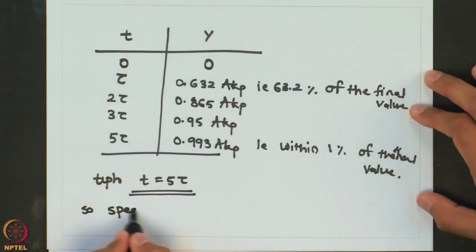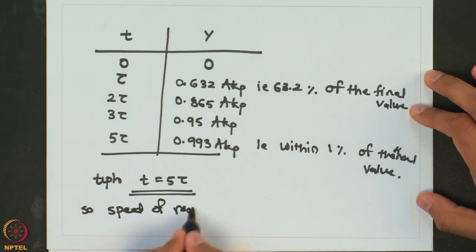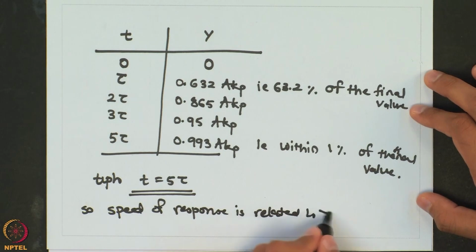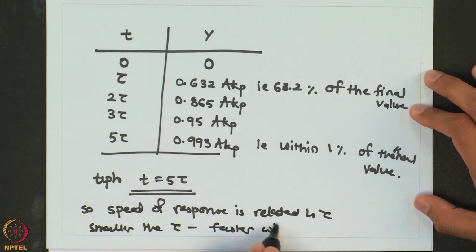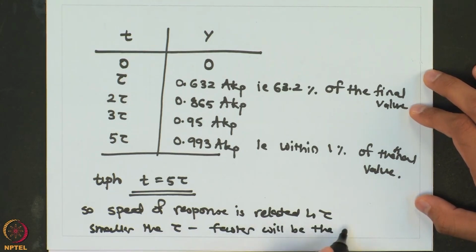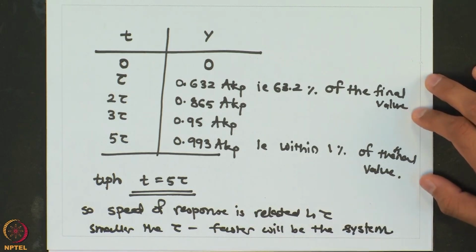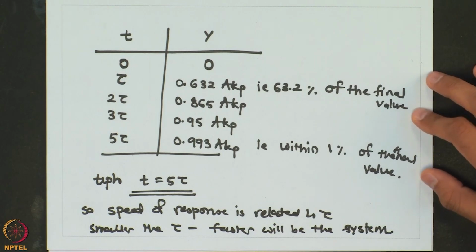So, speed of response is related to tau. Smaller the tau, faster will be the system. That is the significance of the time constant. If we are comparing two first order systems, then we can compare the speed of response by comparing the values of tau for the two systems.